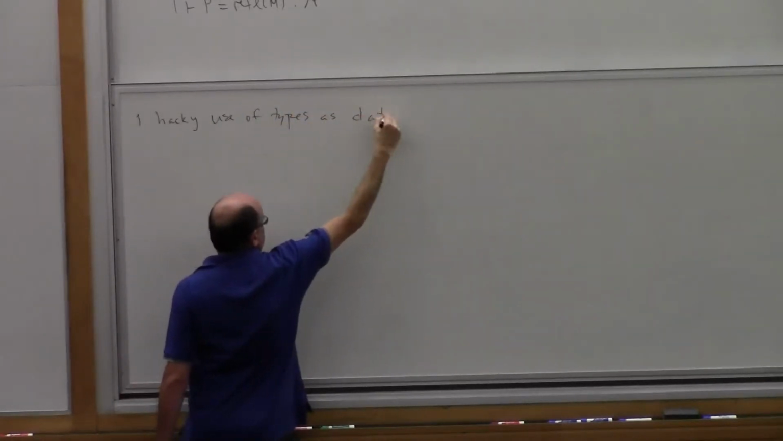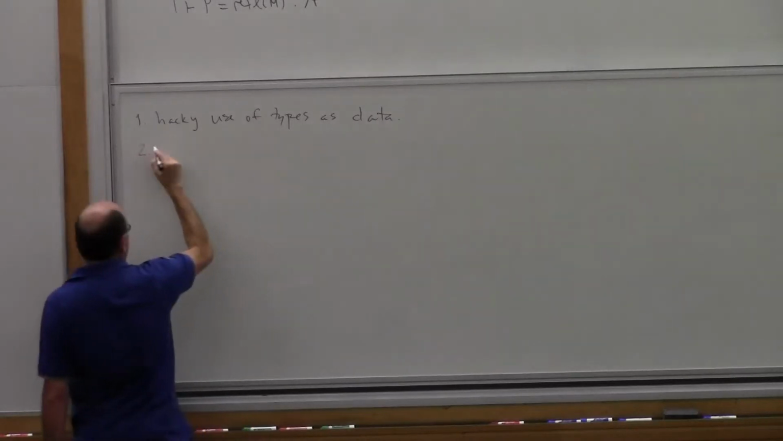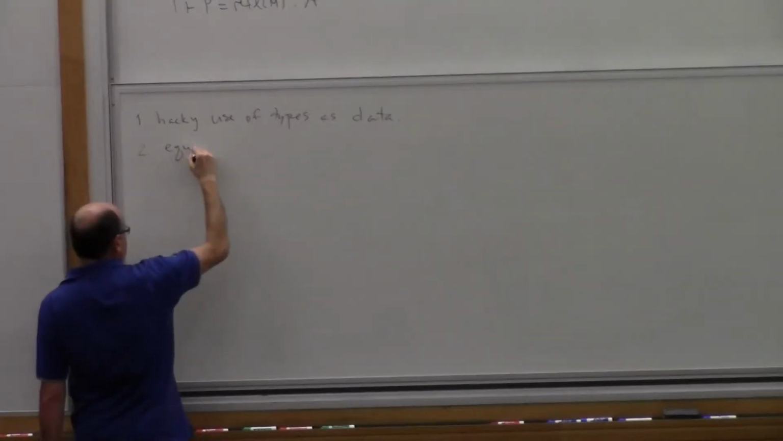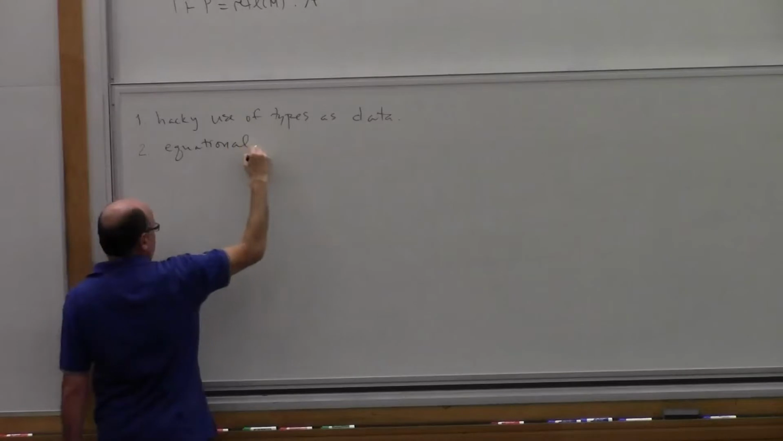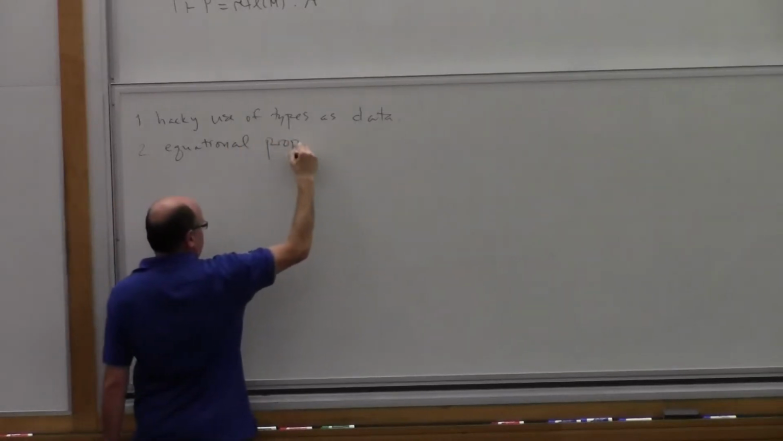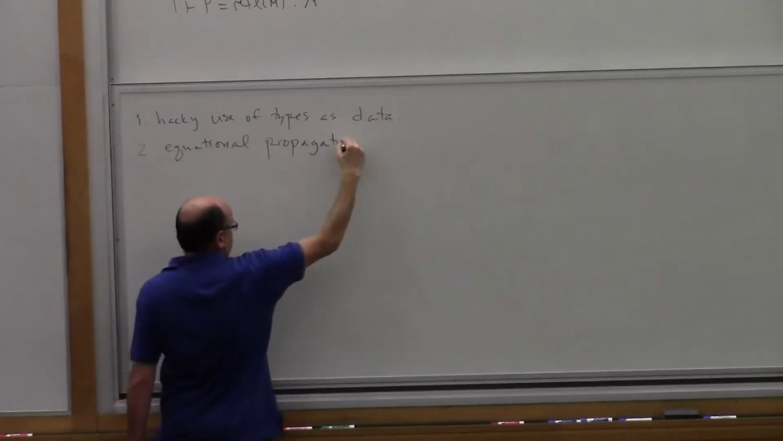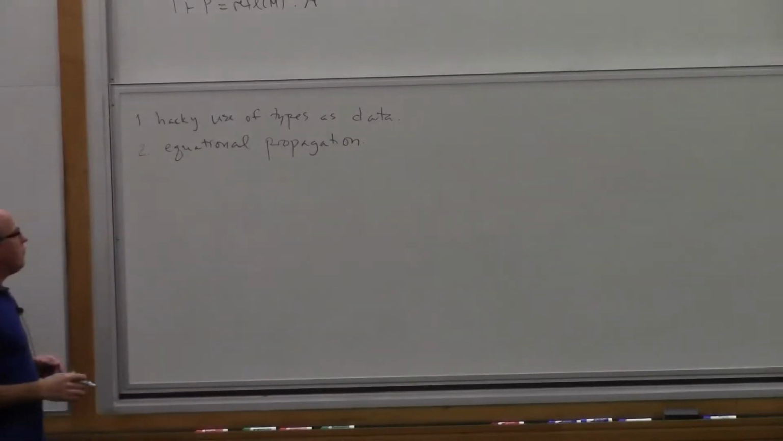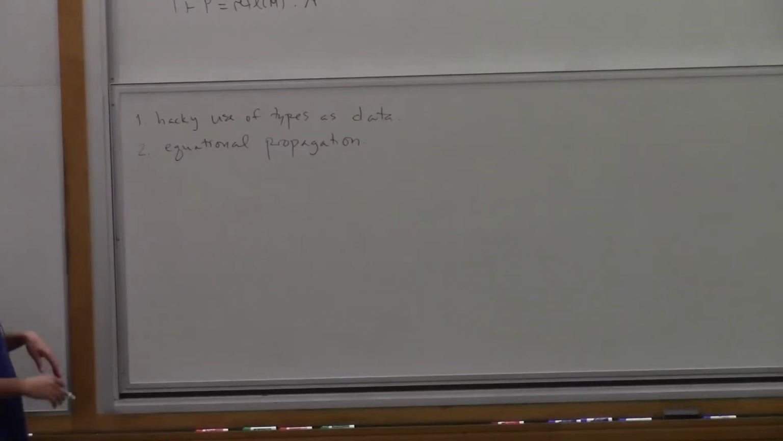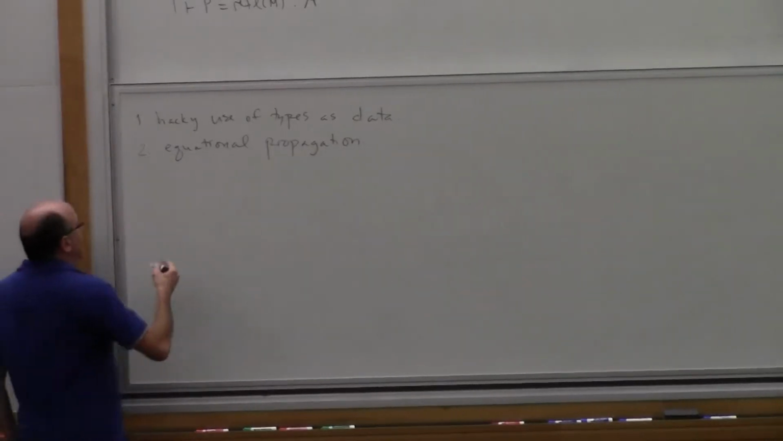This is a very hacky thing. And the other thing is some crazy thing about equational propagation, which I'm claiming, if you formulate these things in the context of a dependent type theory, you don't need anything special. It was already there for the last 40 years. Okay, so this is what I want to do.